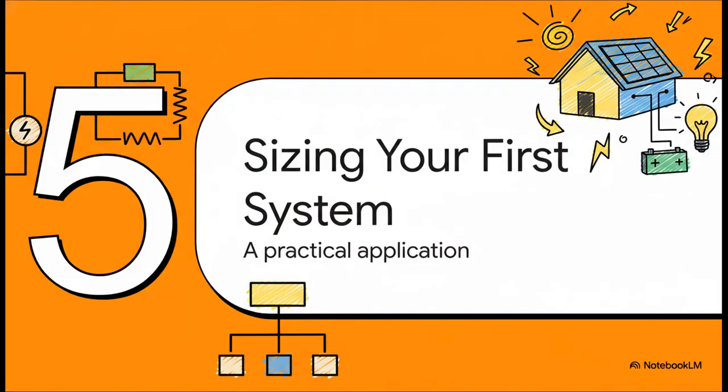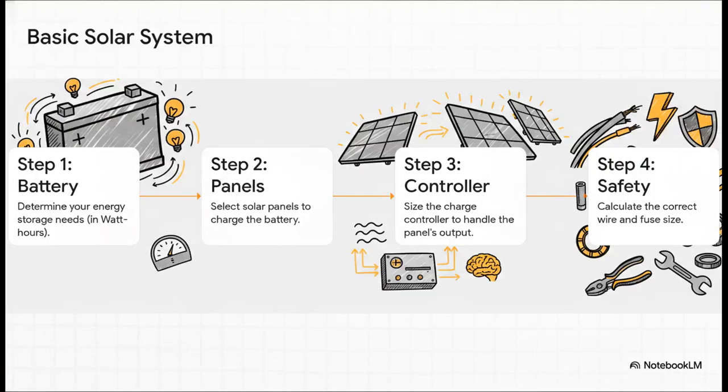All right, enough theory. We've learned the language, we've got the vocab, we know the grammar. Let's put it all together and walk through how you'd size a basic solar power system from scratch. These are the 4 big steps. First, we've got to figure out how much energy storage we need in our battery. Second, how many solar panels do we need to fill it up? Third, what size charge controller can handle all that incoming power? And last, but definitely not least, how do we connect it all safely with the right wires and fuses?